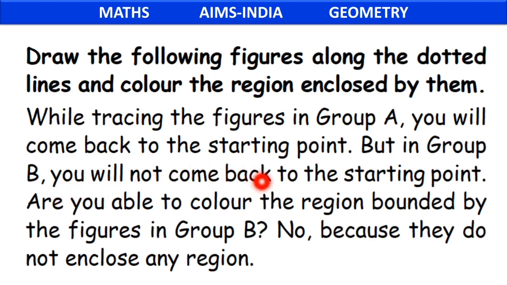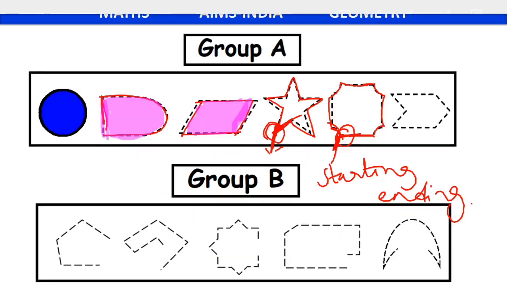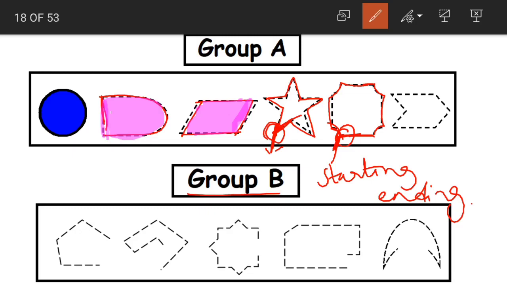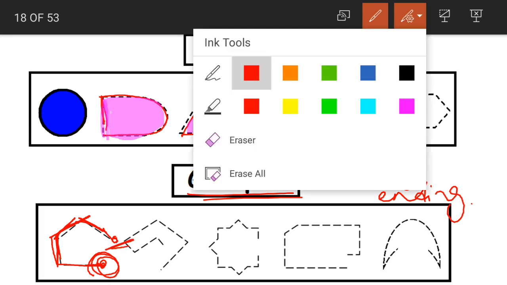But in group B, you will not come back to the starting point. Are you able to color the region bounded by the figures in group B? Now in group B, children, again let us start tracing. We are starting from here, right? Yes, so I'll draw along the dotted line here. Now I am ending here. Am I coming back to the starting point? No, the starting point is here, but I am ending my diagram here itself. We are not coming back at the starting point.